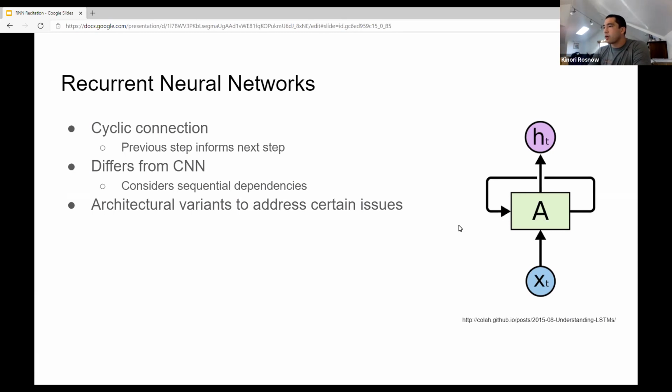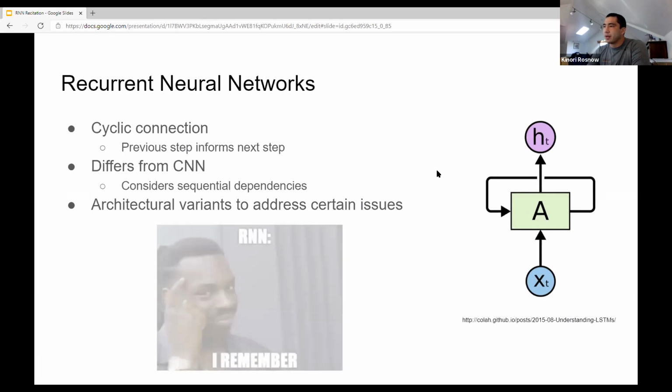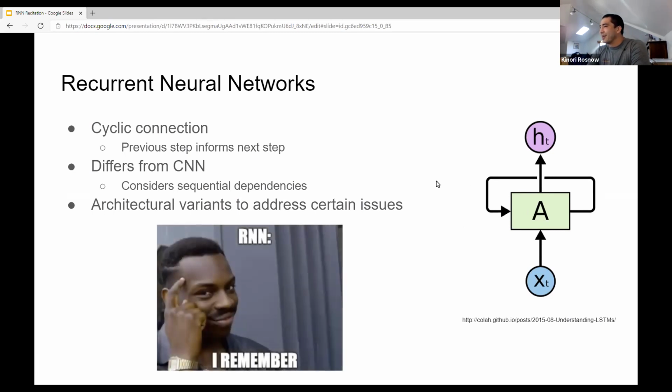There are variants of recurrent neural networks that try to address certain issues that can come about when you have this recurrent structure. Those problems are not necessarily unique to recurrent neural networks. It's just that they're one of the networks that can suffer from certain problems, which I'll talk about at the very end. So, a little meme: they remember things. It's the special part of the recurrent neural network. Their hidden state is used later.